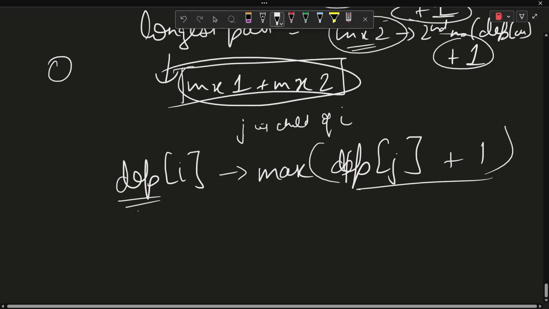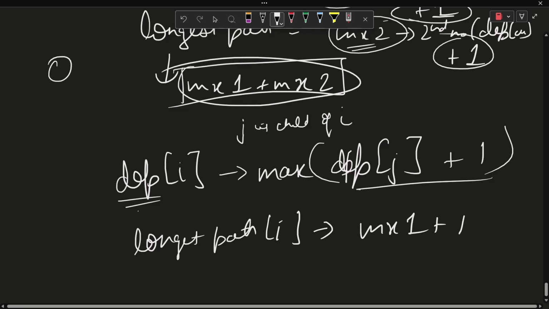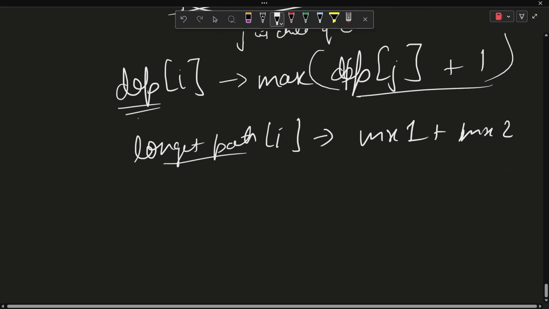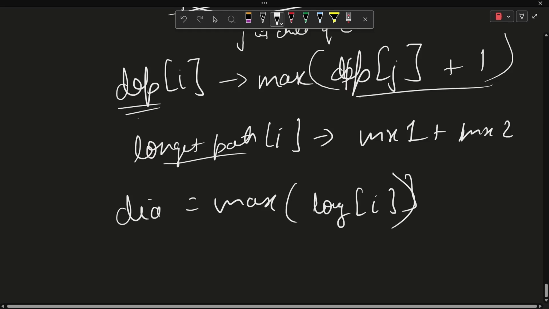If we have computed the depth for every node, then we can say the longest path for every node i is, among all its children, take the depths of all its children and take max1 plus max2. That way we can calculate the longest path for every node, and once we have calculated it, my diameter is just the max among all the longest paths. So in three steps we are computing the diameter, but if you write a function, you can do all these three steps in a single step.